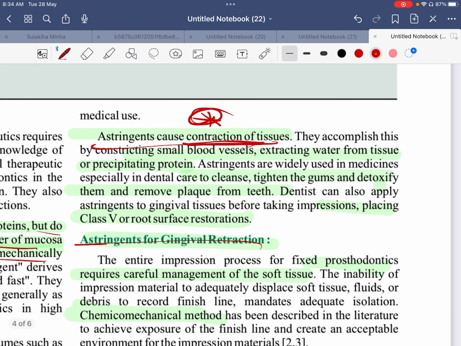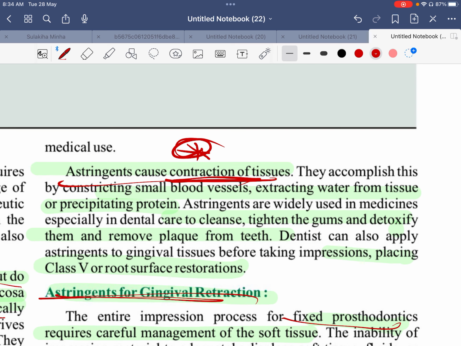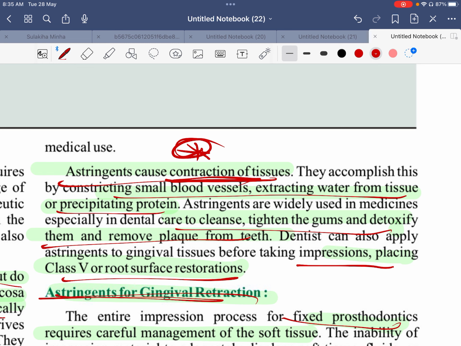See, it is used for gingival retraction for fixed prosthodontics, where there is a chemico-mechanical method to achieve exposure of the finish line and create an acceptable environment for the impression material. So because it causes contraction of the tissues, it is basically used for gingival retraction. You need to mention this somewhere. Now, how do they accomplish this? By constricting small blood vessels, extracting water from tissue, or precipitating proteins. This is also good, right? They tighten the gum, detoxify them. They can also be used for taking impressions, class 5 or root surface restorations.